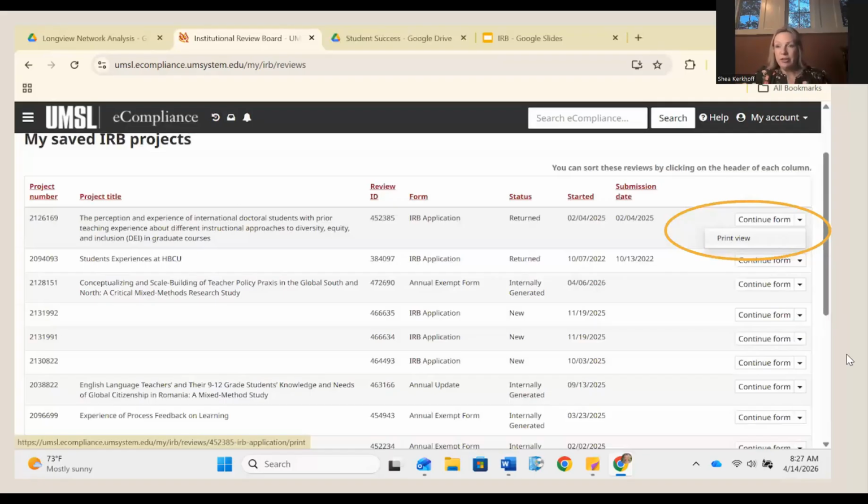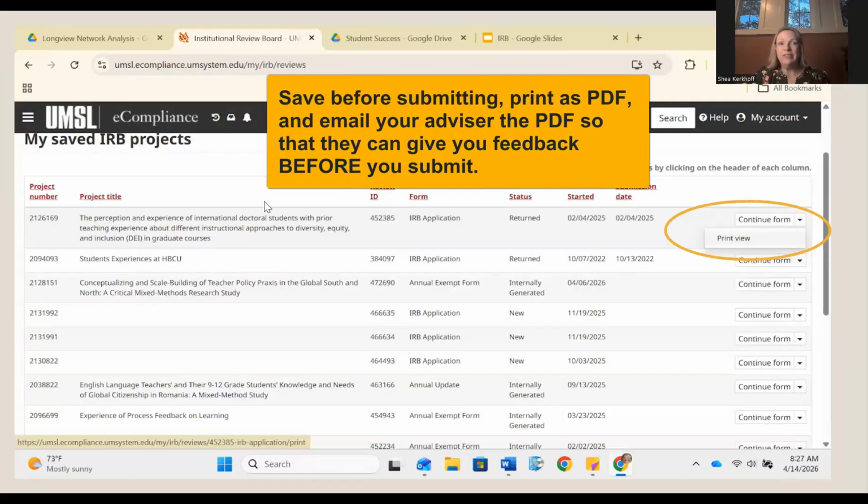As a student with your dissertation, what you want to do is save it, then go to your saved projects and hit the print form. That will give you the PDF so that you can email the PDF version to your advisor. Once you hit submit, you cannot go back in there and hit this print view, and your advisor cannot see what you submitted. So you have to do this first.